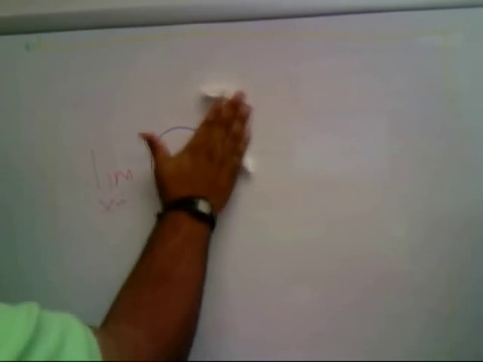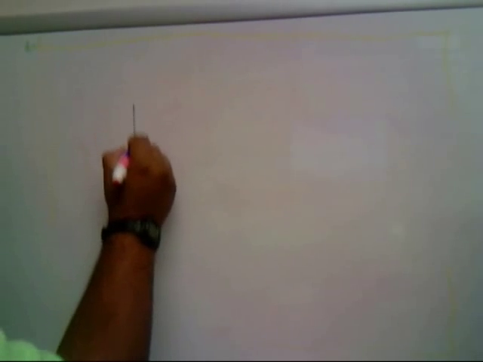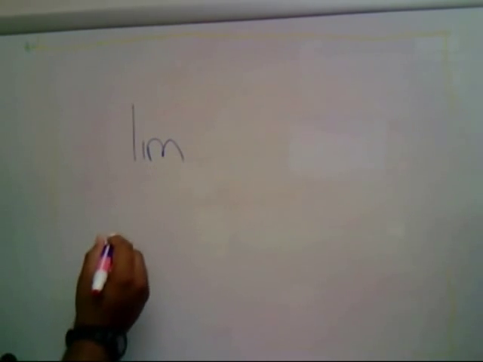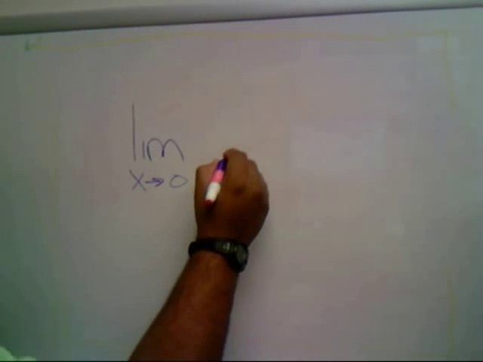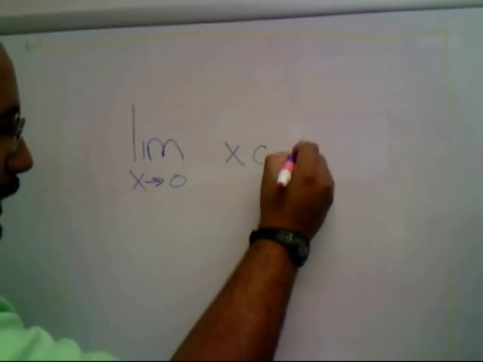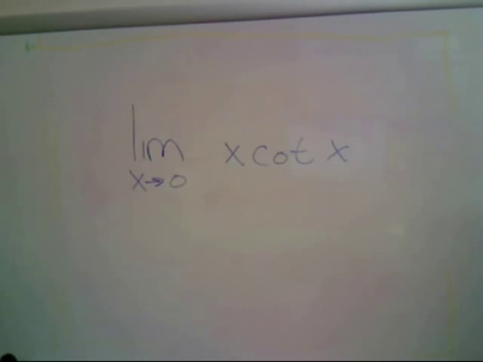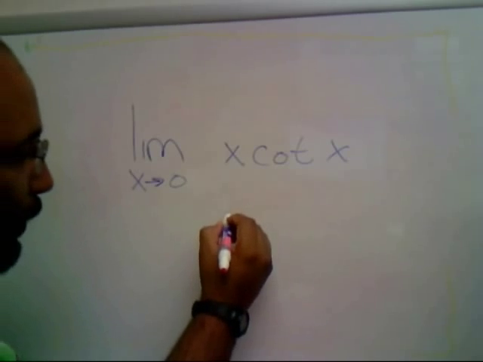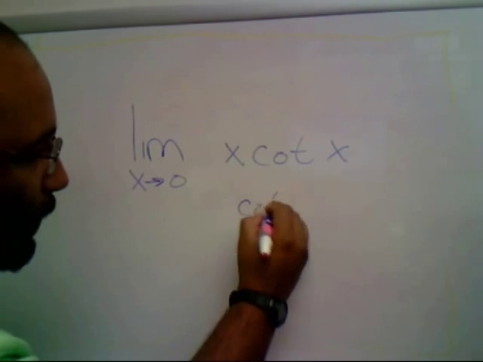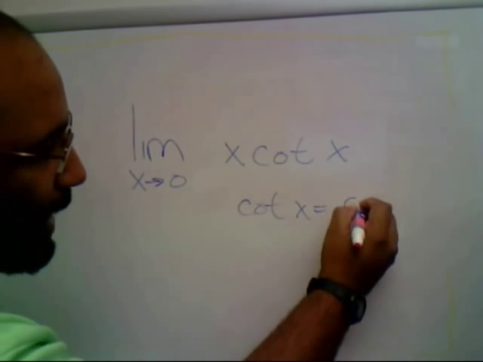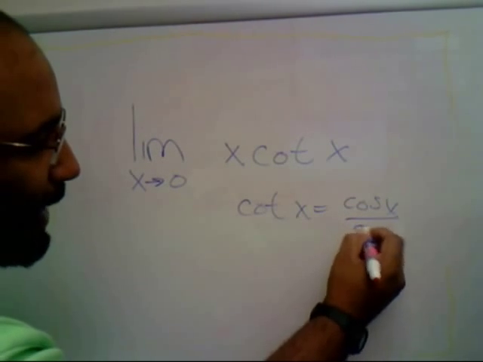Now, the next problem that the person sent in is the same exact type of problem, except this time the teacher wanted to make sure that you knew your trig identities. So once again, the limit as x approaches 0 of x cotangent x. Okay, now I have to start thinking. That's not like anything I already know, but I know I can rewrite cotangent x as cosine x divided by sine x.